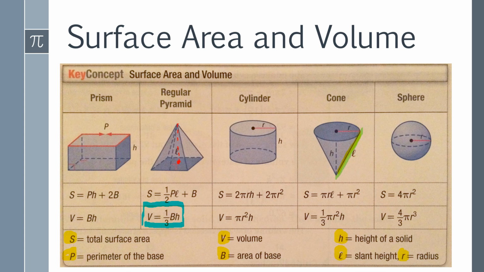So, 1/3 base times the height. If you take a look at the volume of the cone, it is 1/3 pi times the radius squared times the height. B is the area of the bottom times the height. Over here, pi r squared is the area of the circle. So there's an interesting connection between the two of these.